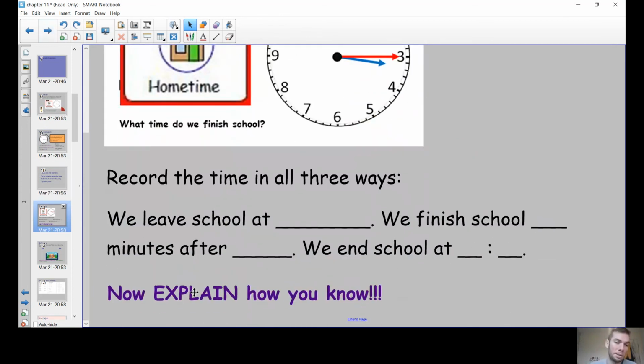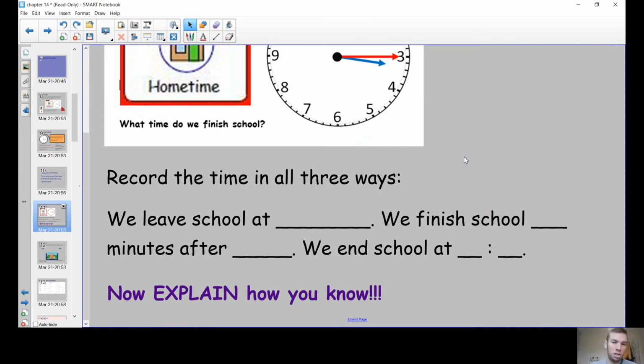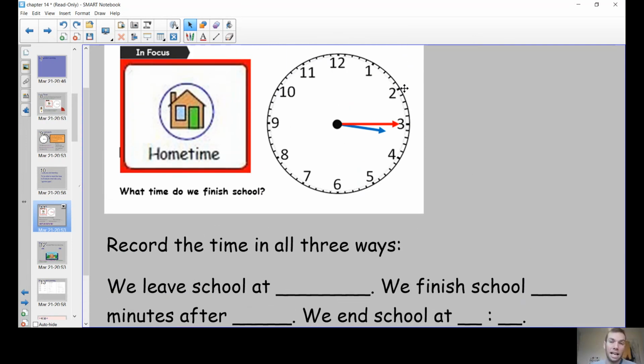Those of you who can explain how you know will be doing an even better job. So those people who can say, I know it is 3:15 because the hour hand is pointing after the 3 and the minute hand is pointing at the 3. And the minutes we count in 5s. 5, 10, 15.